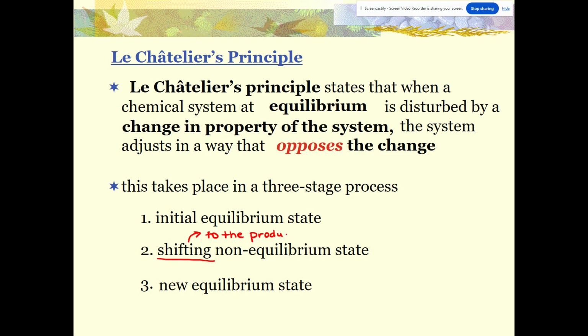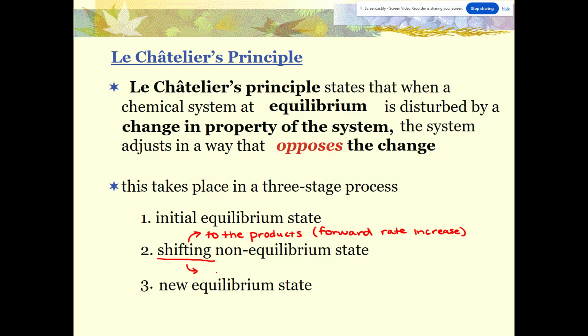If it's shifting to the product side of the reaction, this means the forward process is speeding up. The forward rate is increasing. So that means the reactants are reacting a little bit more, which is decreasing their concentration, and the products are increasing in concentration because they're being produced.